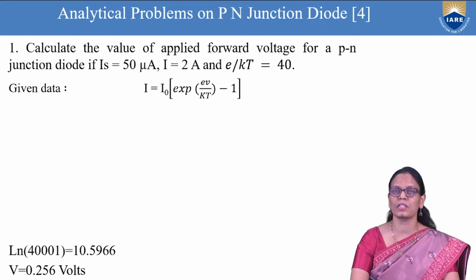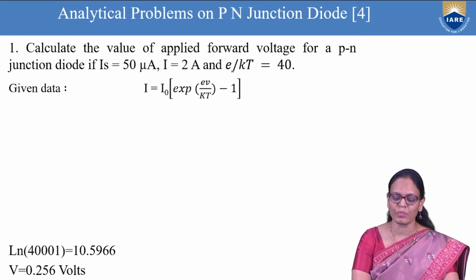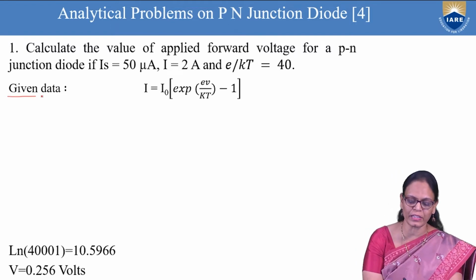So the first question is: calculate the value of applied forward voltage for a PN junction diode if Is, the saturation current, is 50 microampere, the current flowing through the circuit is 2 ampere, and the value of e by kT is 40. What we have to calculate and what is given, we will write very clearly in the data given.